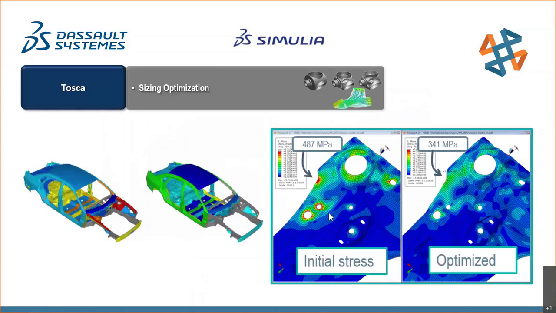Additional functionality offered within Tosca is the ability to determine the optimal thickness of sheet metal parts. This is called the sizing optimization routine. So the image on the left shows color-coded thicknesses of varying thickness with the before and after of the optimization process. On the right, we see an example of lowered stress of an optimized sheet metal part.